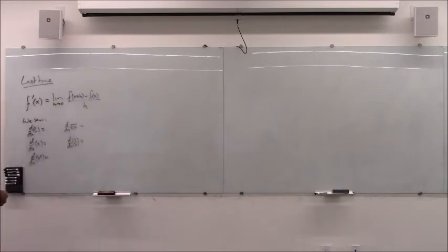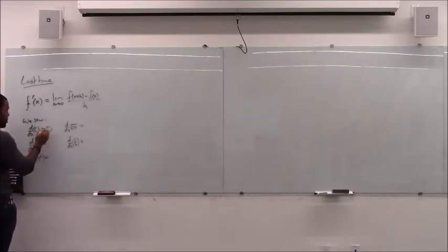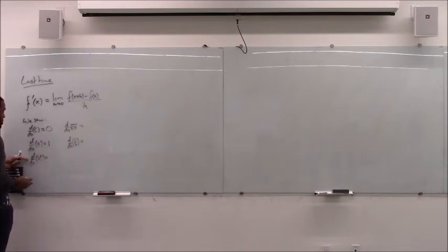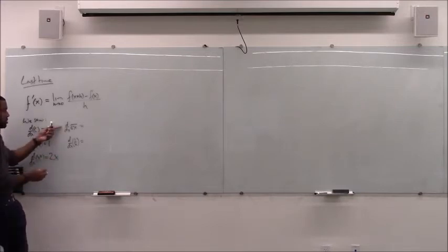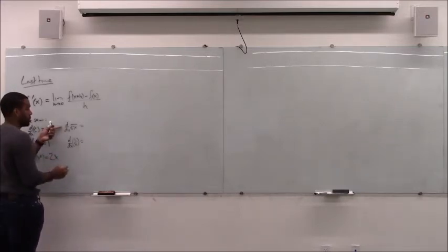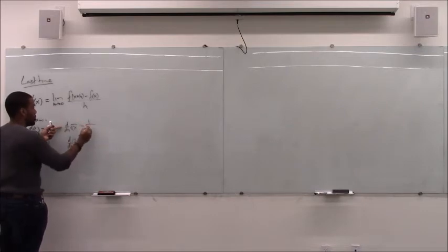And those were just things you had to memorize. What's the derivative of c, a constant? 0. Derivative of any constant is 0. Derivative of x? 1. Derivative of x squared? 2x. The derivative of radical x? 1 over 2 radical x, right?